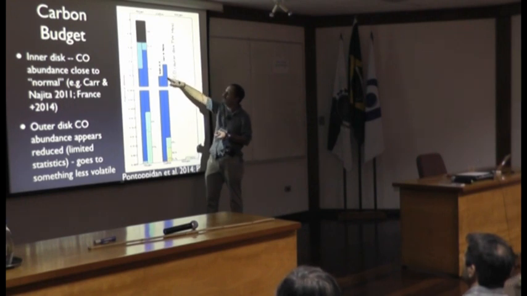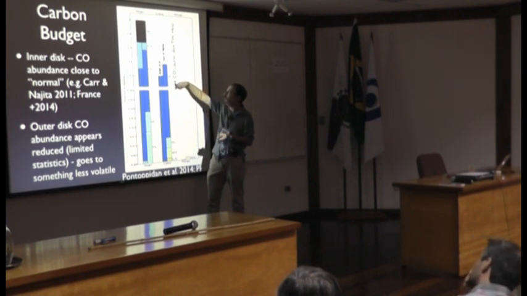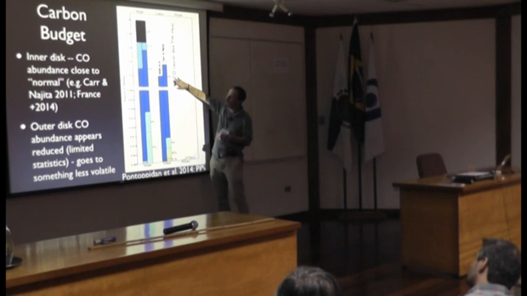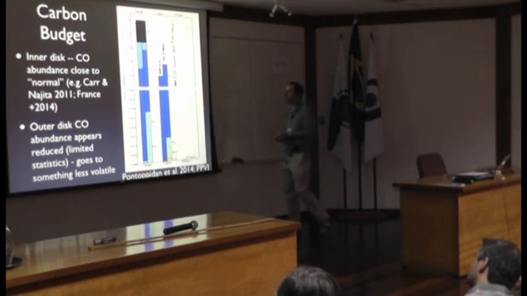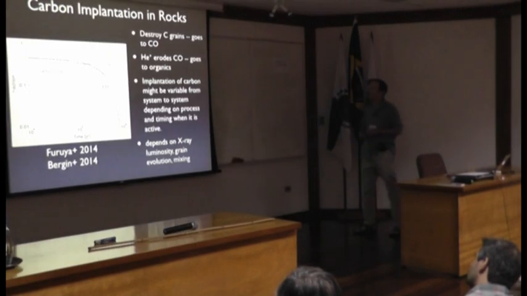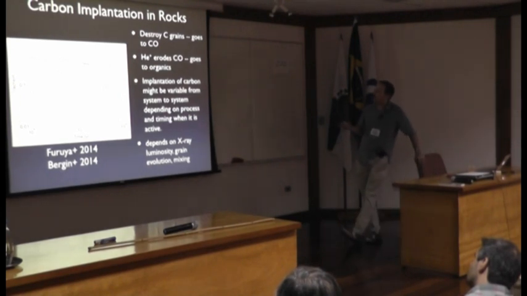We don't know. Now, I showed you yesterday that if we look in the outer parts of this, 10, 50, 100 AU, the CO abundance appears to be reduced. And in fact, it goes to something less volatile. That's this number here. It goes to some sort of organics. This is an illustration of that process. So this is the fraction of carbon in various things. This will be a time-dependent process, and you slowly erode the CO and you make other things. Same thing would happen to N2.